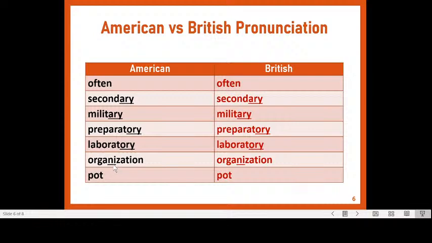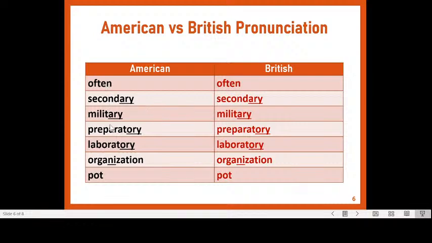When a word, like a verb, ends in "ize", and then we add "tion" to make it a noun, in American English they pronounce it organize, but organization. In British English, organize, but organization, organization. Words with the vowel O, in American English they would say pot, but in British English, pot.